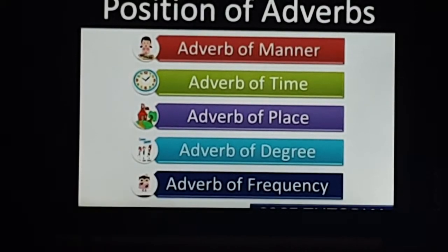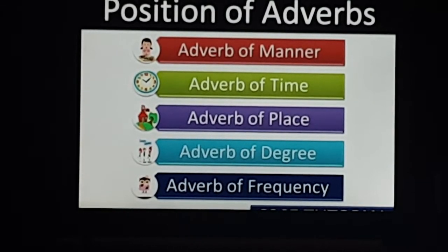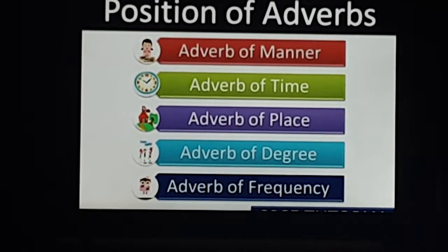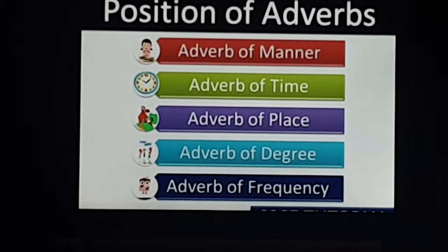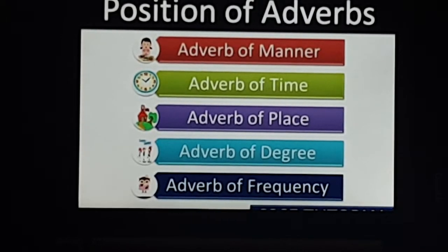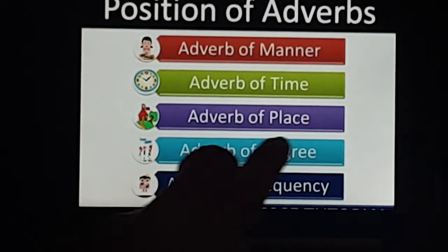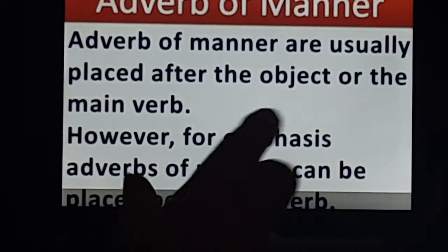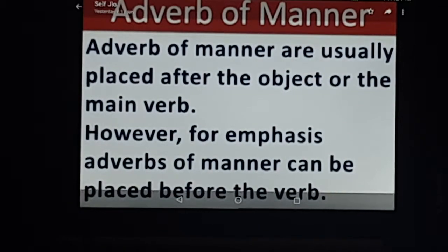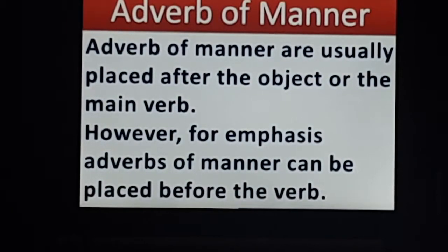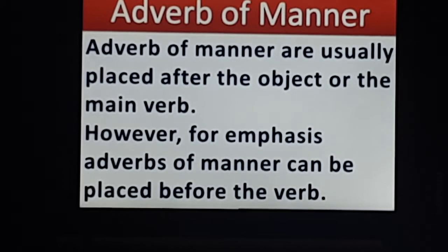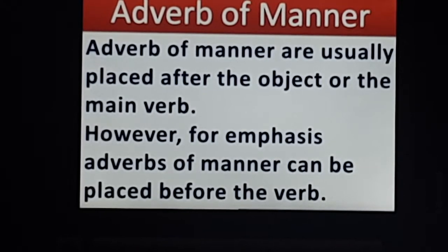So today we'll do position of adverbs, the different kinds of adverbs, where to use adverb of manner in a sentence, where to use adverb of time, place, degree and frequency. So let's go about adverb of manner first. So adverb of manner, what are those?